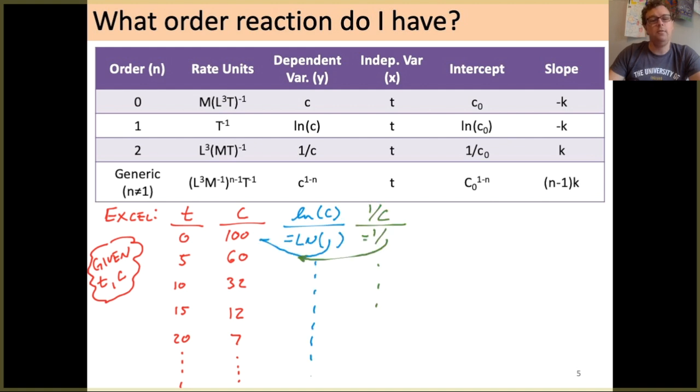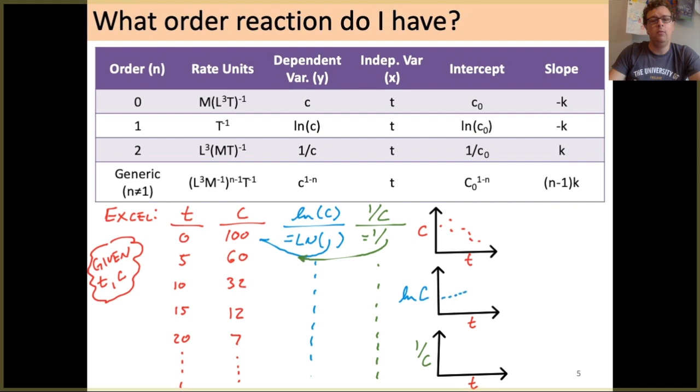The easiest thing to do is throw your data into Excel and then make two new columns, one where you take the natural log of concentration and one where you take the inverse of concentration. So you can type those equations in, you can drag them down. With that information, I suggest you make three plots: concentration through time, the natural log of concentration through time, and the third being the inverse of concentration through time.